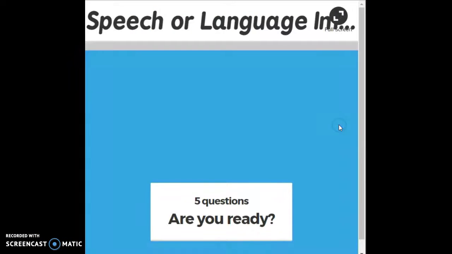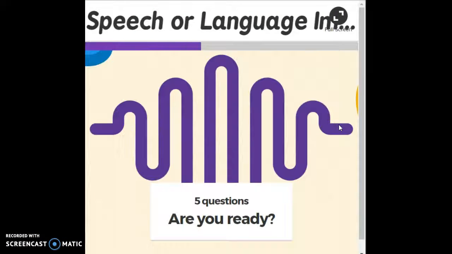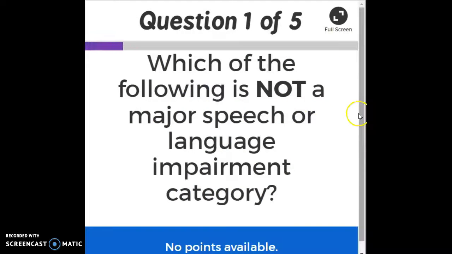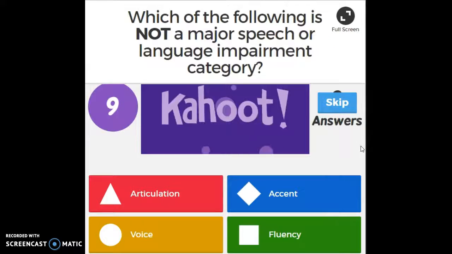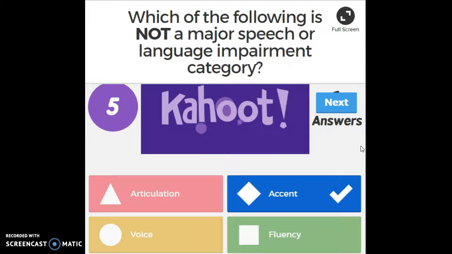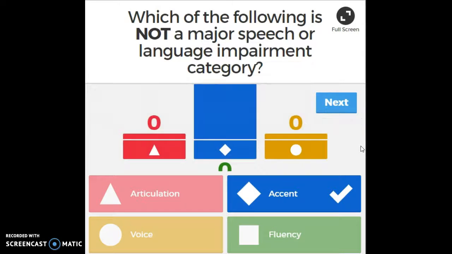All right, well, if you think you are ready and you've been keeping up on this, let's test your knowledge real quick. Which of the following is not a major speech or language impairment category? Articulation, accent, voice, or fluency? So if you guessed accent, then you are correct.